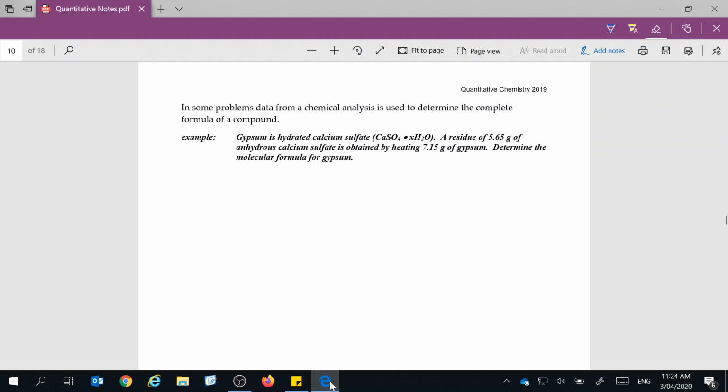Alright, so here we have some calcium sulfate with a bit of water in it. So we've got 7.15 grams of it. If we heat it up, we get rid of all the water and we're left with 5.65 grams. So that must be just the calcium sulfate.